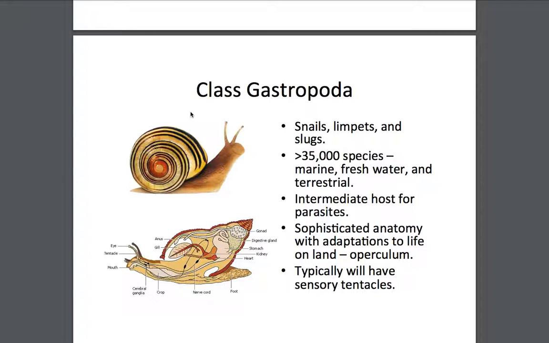That trait for snails is what unifies the entire group of gastropods. It's called torsion. In torsion, the whole entire visceral mass turns 180 degrees during development.